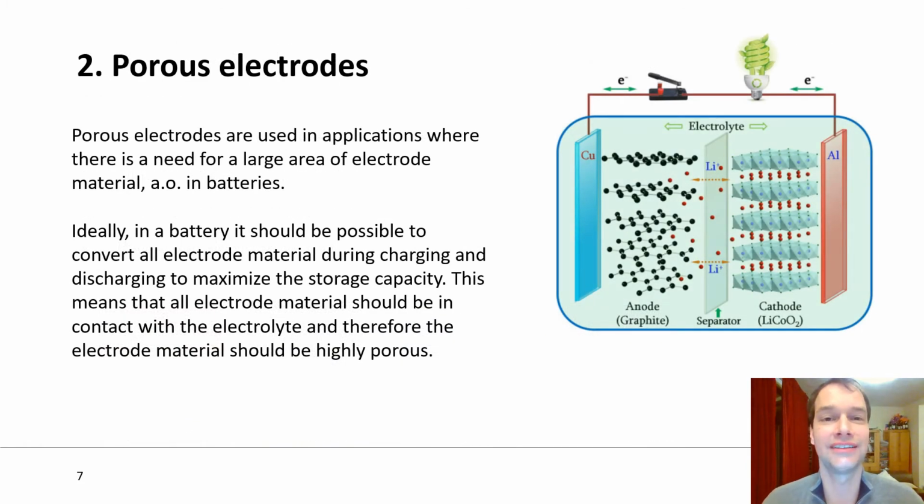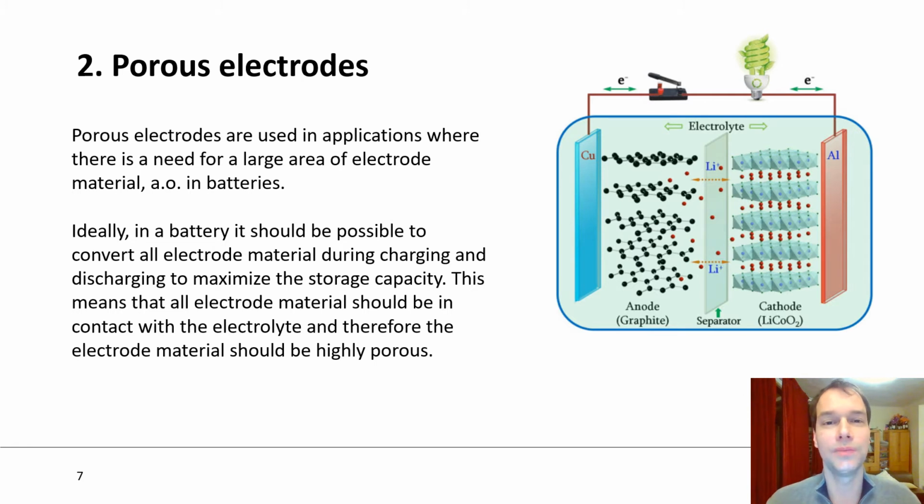Let's move to the second class of materials, namely the porous electrodes. These porous electrodes are really 3D structures, and they are used in applications where the electrode area is really important. And a nice example is the battery.